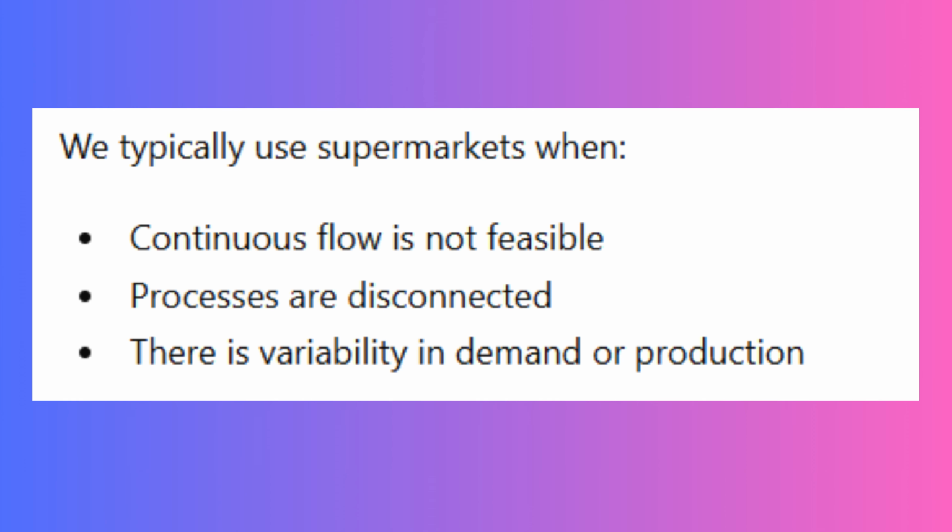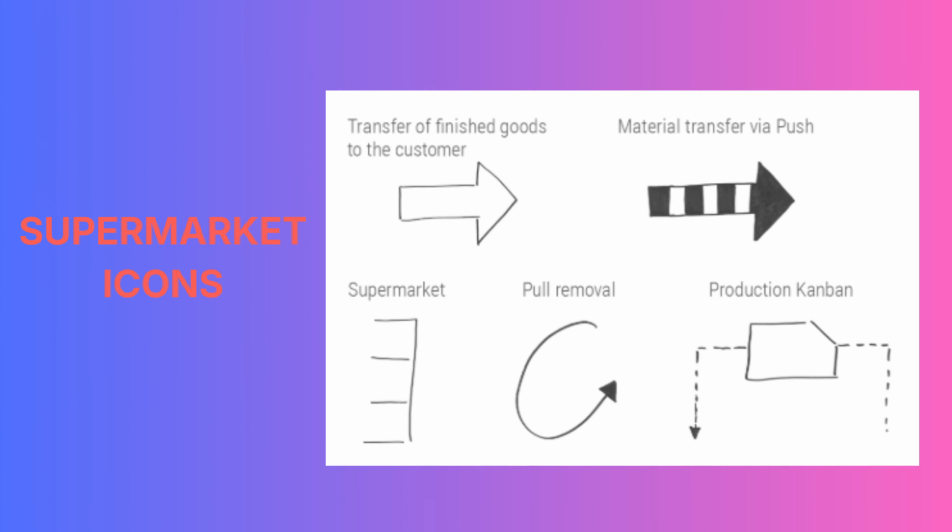Next, let's understand when to use a supermarket. We typically use supermarkets when continuous flow is not feasible. Processes are disconnected. There is variability in demand or production. Now, coming to the symbols shown on the right side. These are standard value stream mapping symbols used to represent supermarkets, inventory, Kanban signals, material flow and information flow. Understanding these symbols is very important because they help us visually communicate the entire system clearly.